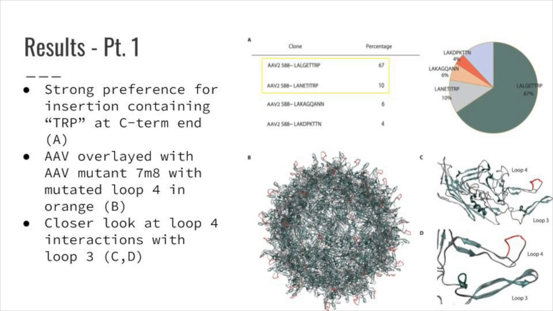77% of them all ended in TRP, or threonine arginine proline, so they considered this as their consensus sequence. And in their future studies, they're going to use a clone called 7M8, which featured this specific sequence. Panel B shows the overlay of a typical AAV virus capsid with their 7M8 mutant, and the orange loop is the insertion that they made. And you can see in C and D that the loop 4 and loop 3 usually are located very close to each other, so they think that some interaction between these resulted in the new capsid characteristics.